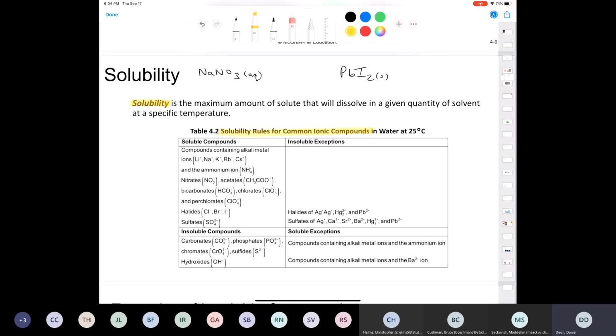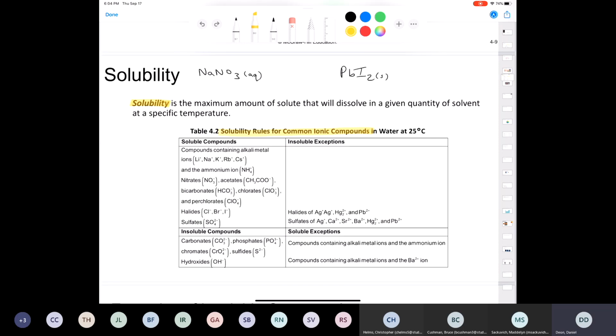But the idea is that we had surpassed the solubility of the Kool-Aid in water, right? We had gone past that maximum amount of solute. So if you are able to measure that exact amount of solute that could be dissolved in water, of a particular solute, I should say, that would be that solute's solubility in water. Okay.